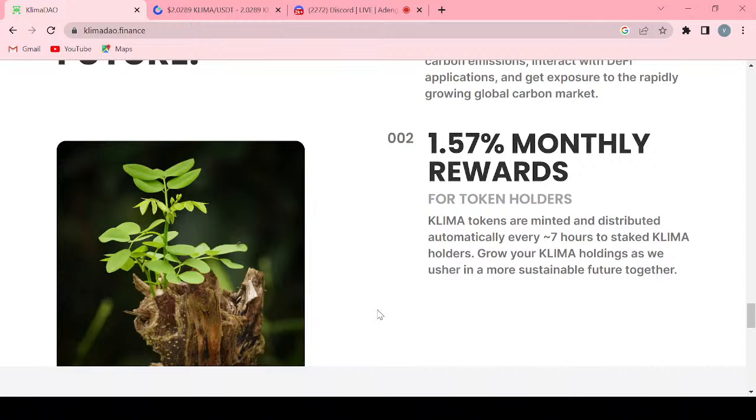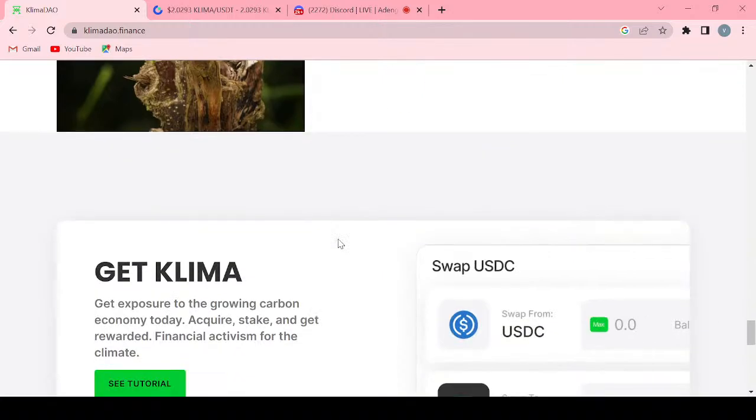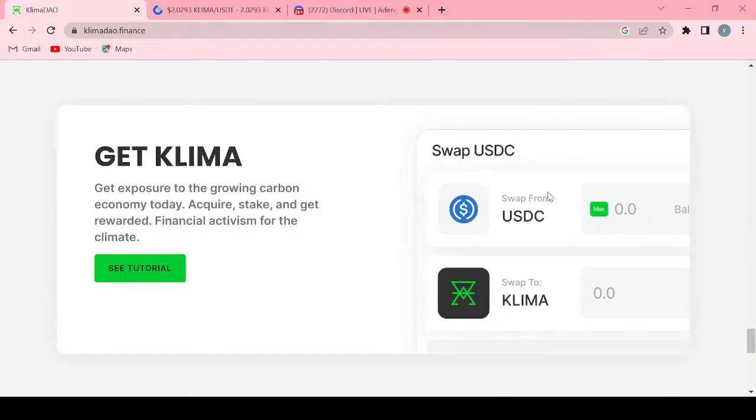Klima tokens are minted and distributed automatically every 7 hours to Klima holders. So every 7 hours they distribute those minted tokens to the holders, and you can grow your Klima holdings as you share in a more sustainable future together with Klima. You can get Klima from Gate.io.